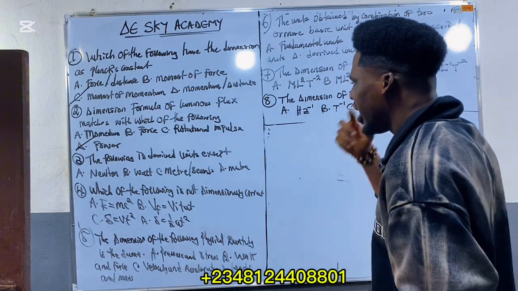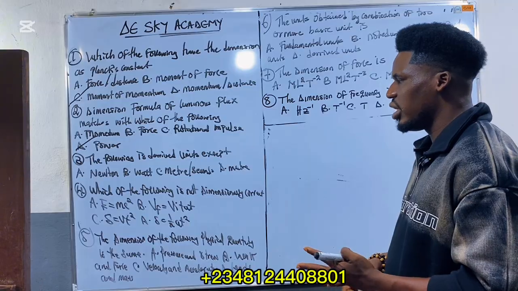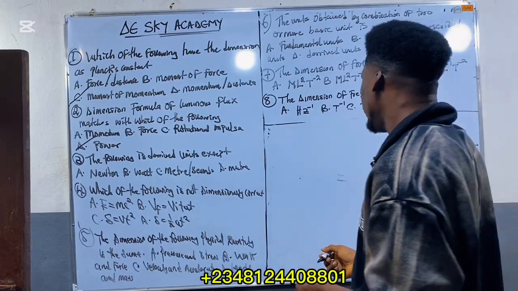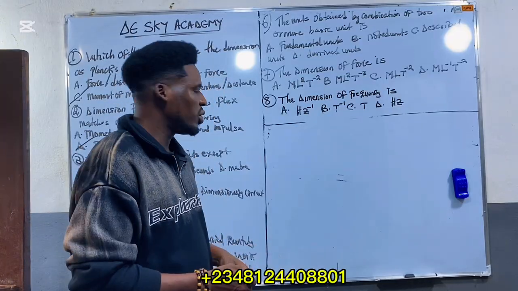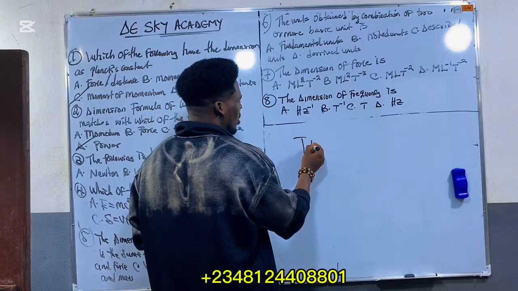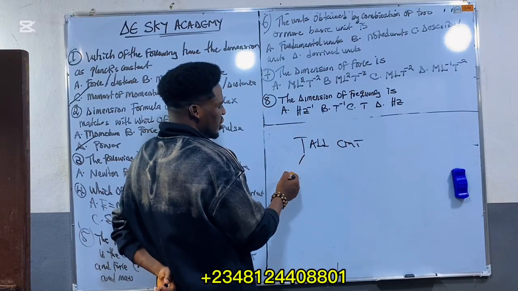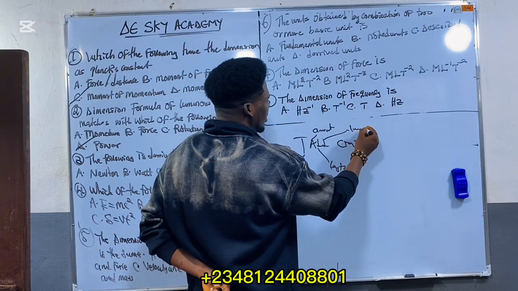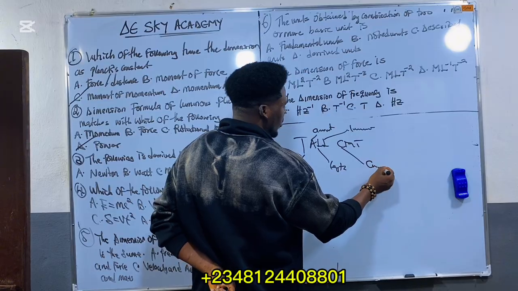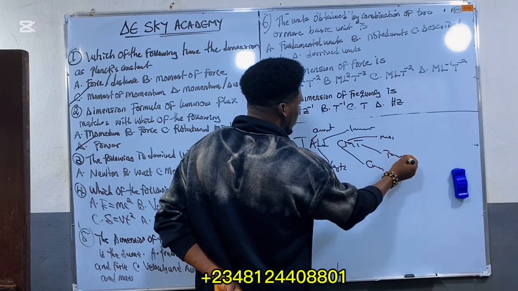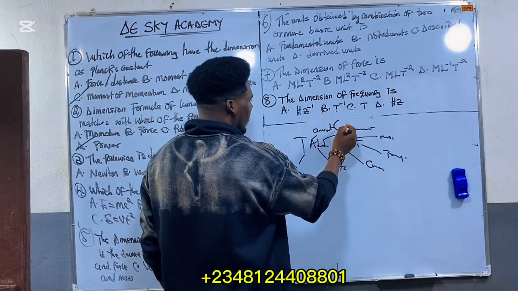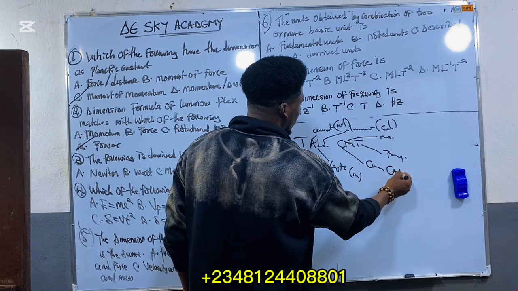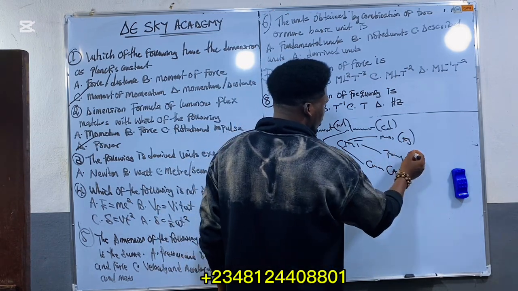Question number 3. The following is a derived unit except: A. Newton, B. Watt, C. Meter per second, D. Meter. Remember that we have fundamental quantities and derived quantities. Fundamental quantities are represented with T, A, L, L, C, M, T. T is time, A is amount of substance, L is length, the other L is luminous intensity, C is current, M is mass, and T is temperature. The unit of time is seconds, amount of substance is mole, length is meter, luminous intensity is candela, current is ampere, mass is kilogram, and temperature is Kelvin.